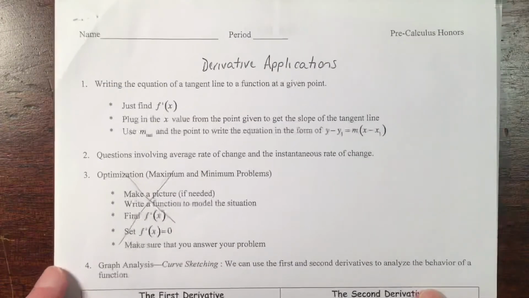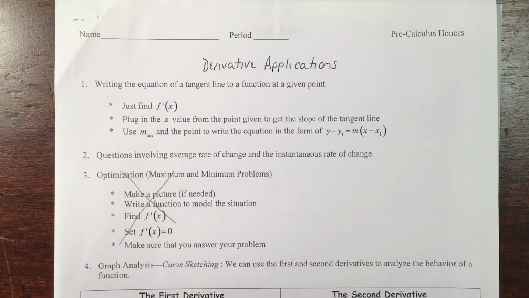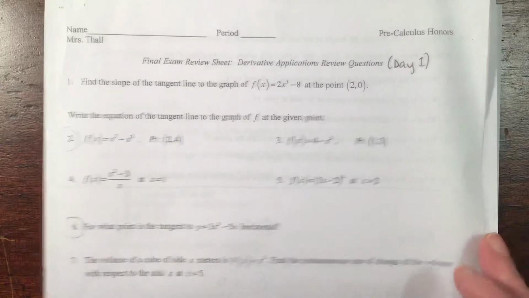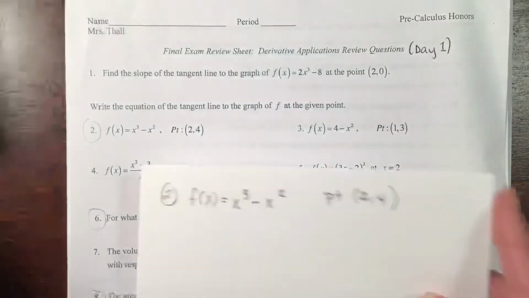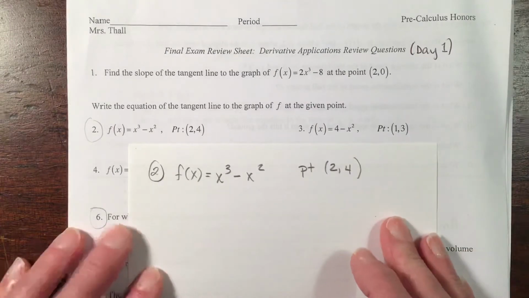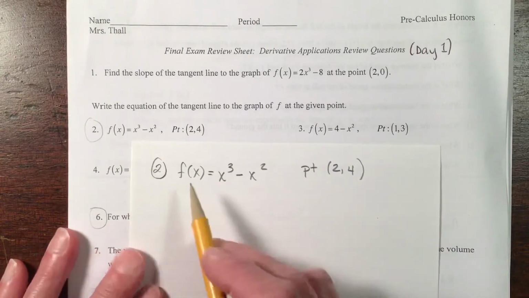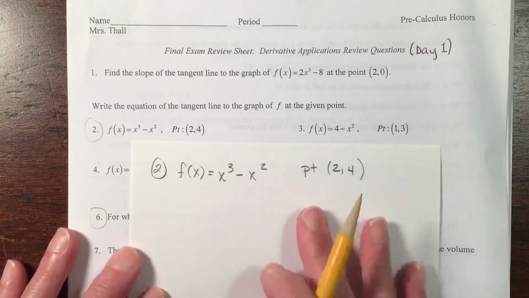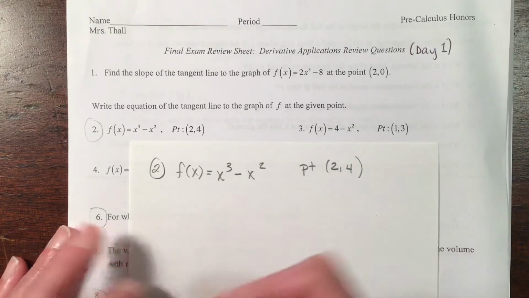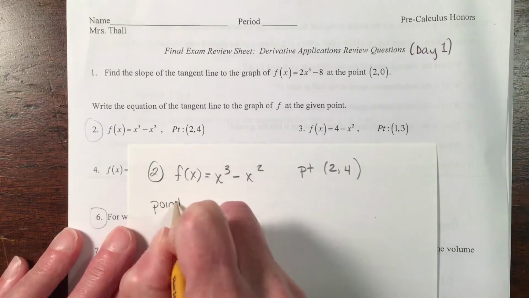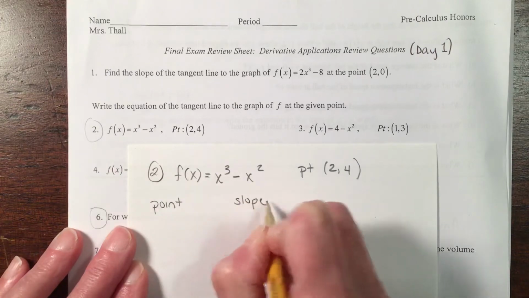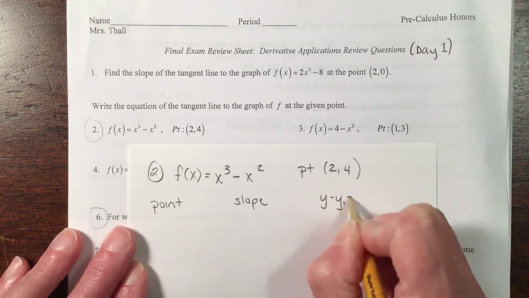Going back to some of the previous material, if we take our review sheet for this topic, I have a few questions that I picked out to do. If we want to write the equation of a tangent line to the graph at a given point. So let's say we're looking at question 2, and we want to write the equation of the tangent line to f of x equals x cubed minus x squared at the point (2, 4). Remember what we need for every equation of a tangent line. We need the point, we need the slope, and we need to plug it into our point slope form.